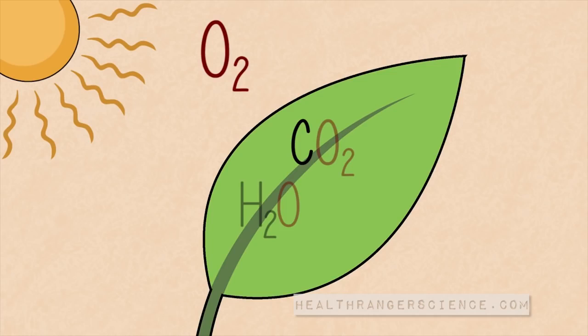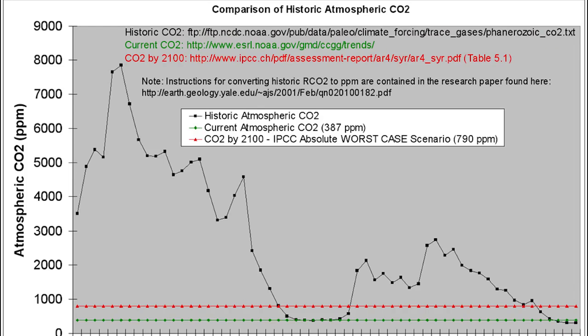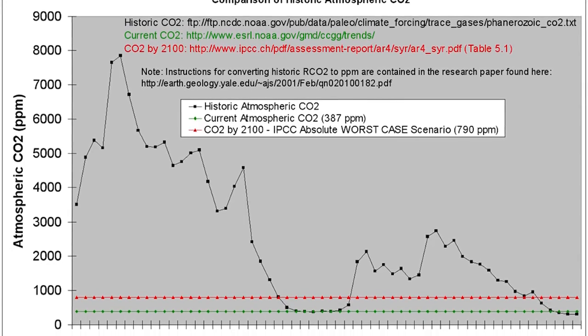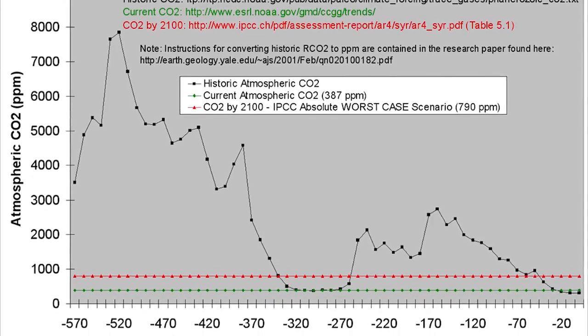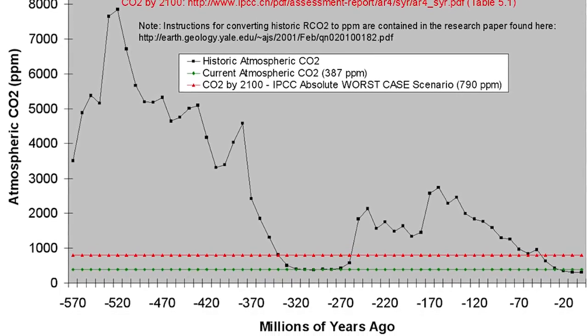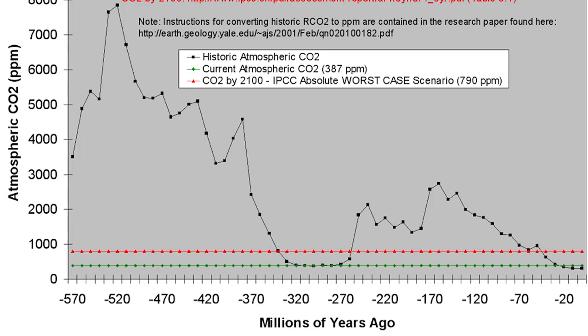In fact, today plants are starving for CO2 because carbon dioxide is right now at nearly the lowest levels it has ever been in the history of our planet. Take a look at this chart using data from the government itself. It shows that CO2 levels in the past were more than 15 times higher than they are today.